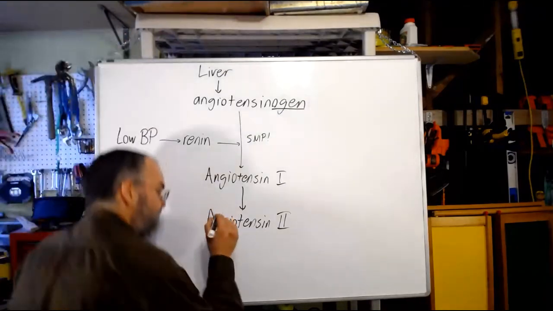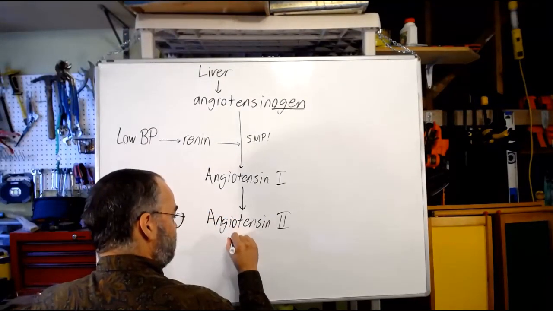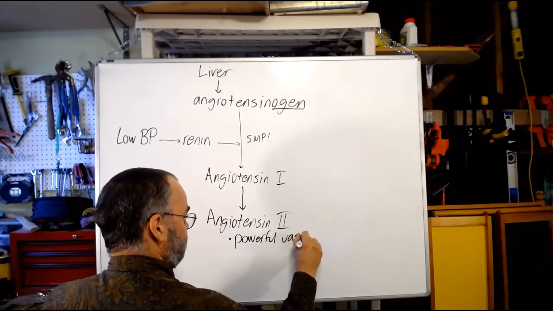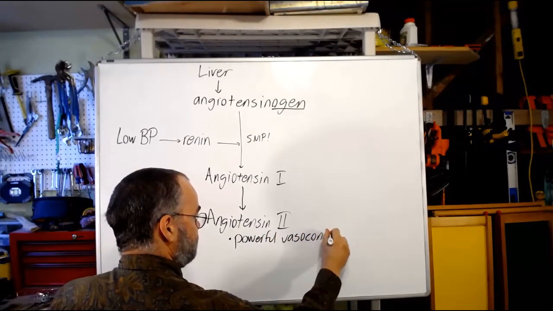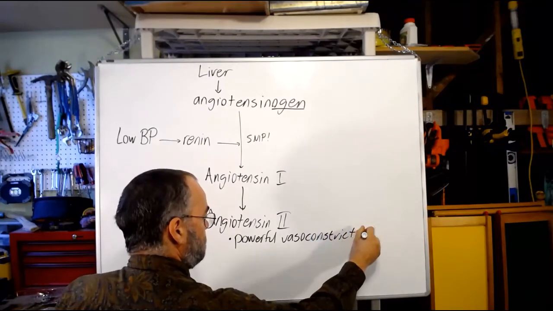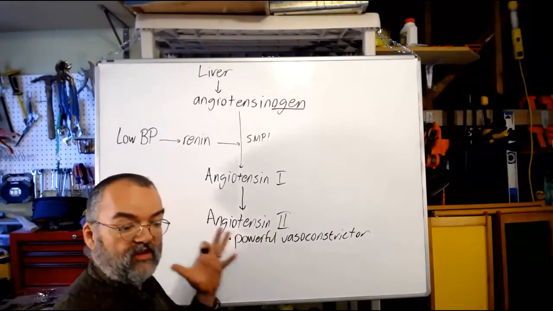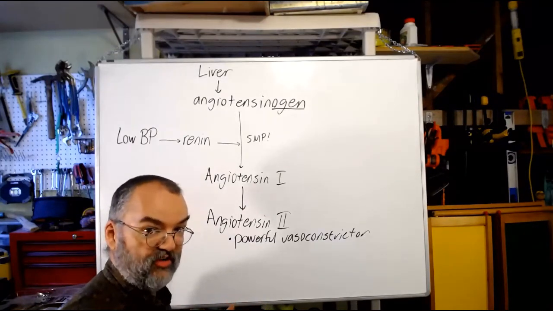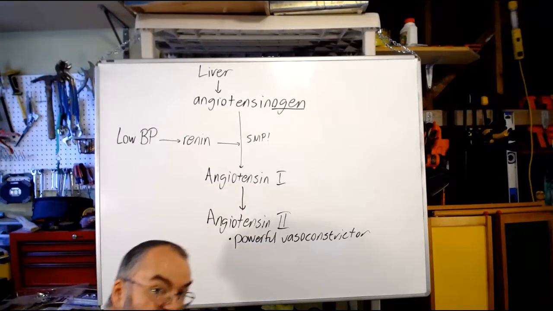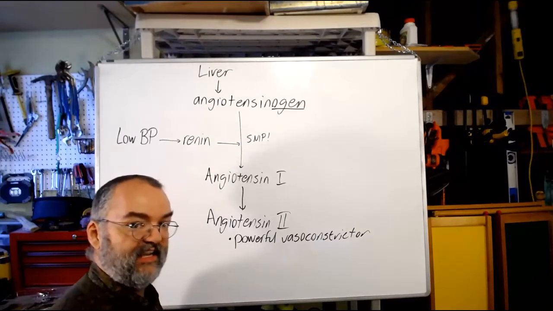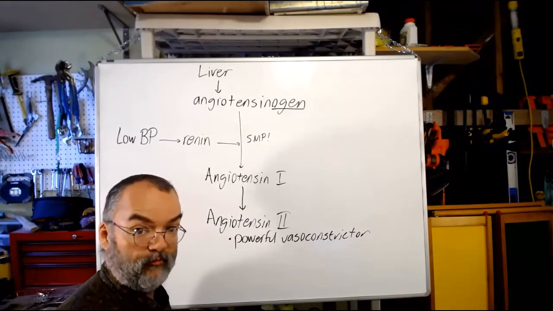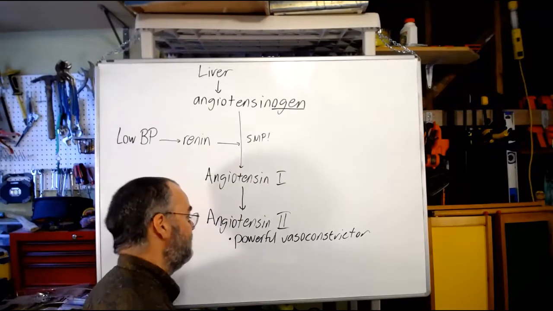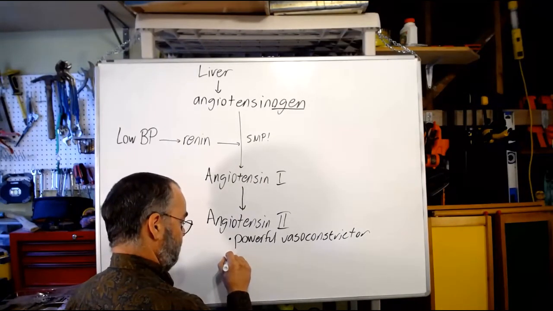Angiotensin II is a powerful vasoconstrictor. Angiotensin II causes blood vessels to tighten up all through the body. Major arteries, arterioles, all of that. If you imagine all of the arterioles tightening up, that increases peripheral resistance a lot, which will raise arterial blood pressure significantly.